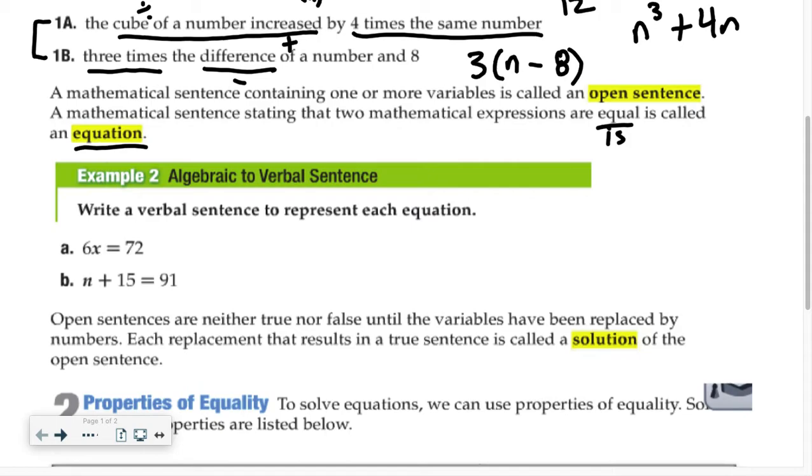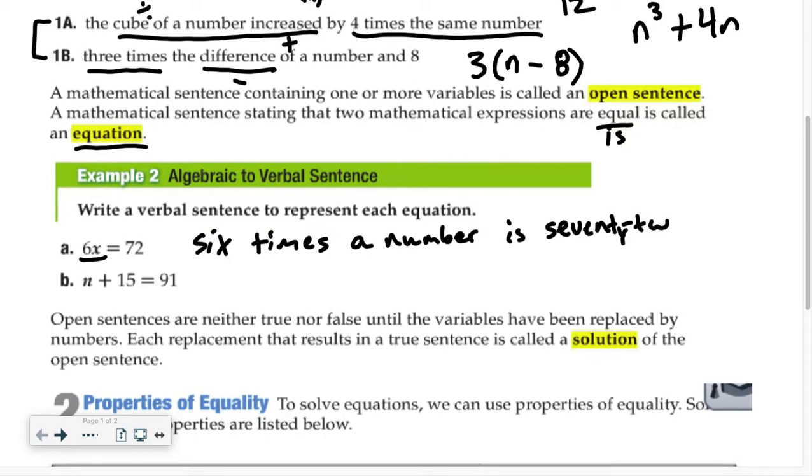In these examples, we're going to write a verbal sentence. We're going to go the other direction. Keep in mind there's an equals. How could we write this left side, 6 times x? We could use the word "product," that's multiplication, or we just say 6 times our variable. 6 times a number, and then for our equal sign, we say "is." It's just a number. So 6 times a number is 72.